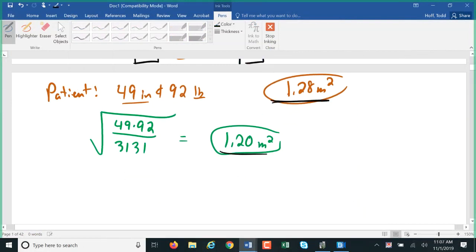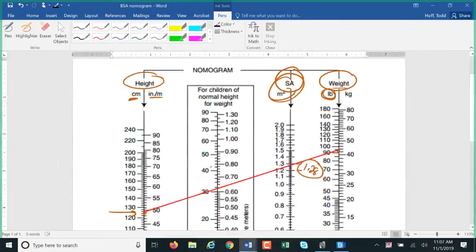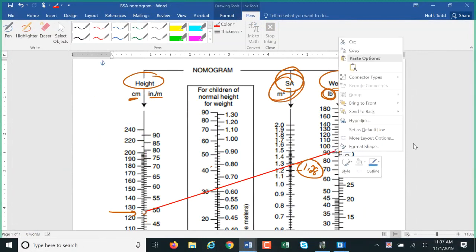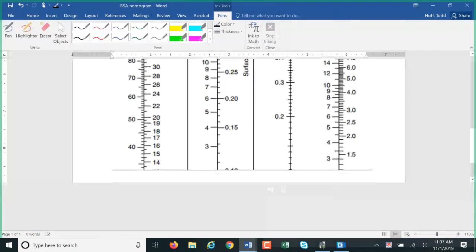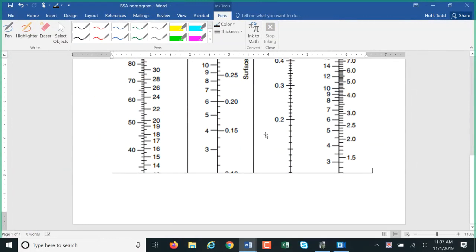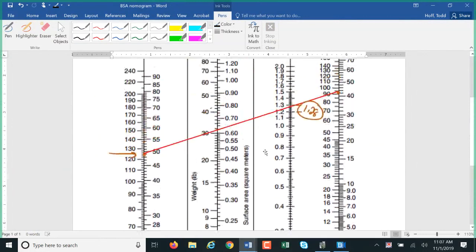So the question is, which is a better estimate? Both of these are estimates. The formula, however, is more consistent. Look at the nomogram, there's a lot of things that had to happen. First thing I can see right here is I probably had this dot for weight a little high. Looks like it's a little closer to the 95 than the 90, so that probably doesn't really accurately represent 92 pounds.